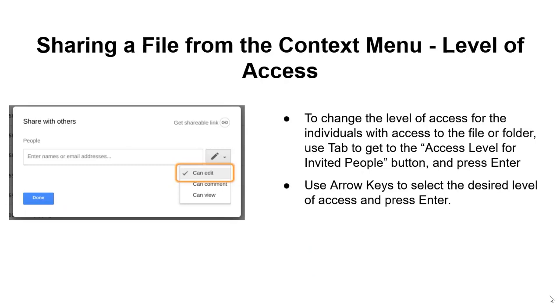Okay, sharing a file and the level of access. So again, if you navigate to that level of access button with a tab, you're going to press Enter and you're going to be presented with some options. The first option is Can Edit. So the people whose names you've entered there can edit that file. The second level of access that you can choose is Can Comment. So that means they can only insert comments into the document. And the third level is They Can View. So that means they can only look at it, make absolutely no changes at all, or comment at all.